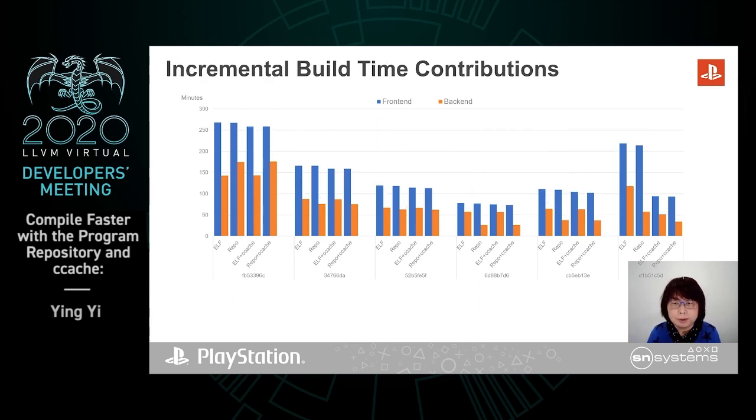This graph shows the incremental build time contributions. Compared to the previous slide, the compiler only builds the changed files. Since Ccache cannot reduce the compilation time for the changed files, the 4 configurations have a similar front-end compilation time. However, the back-end compilation time is reduced when targeting the repo. We can see, except the first commit, the repo and Ccache together gets the shortest compilation time.